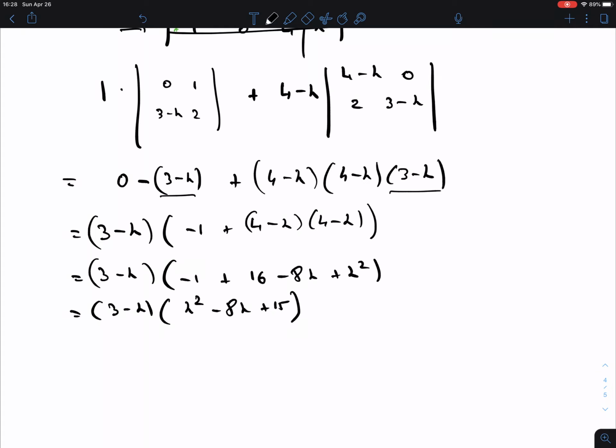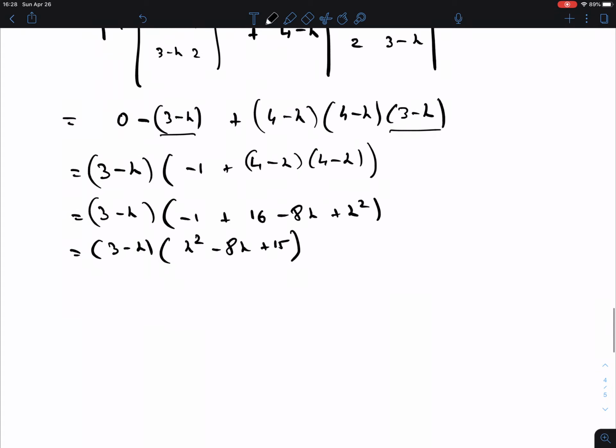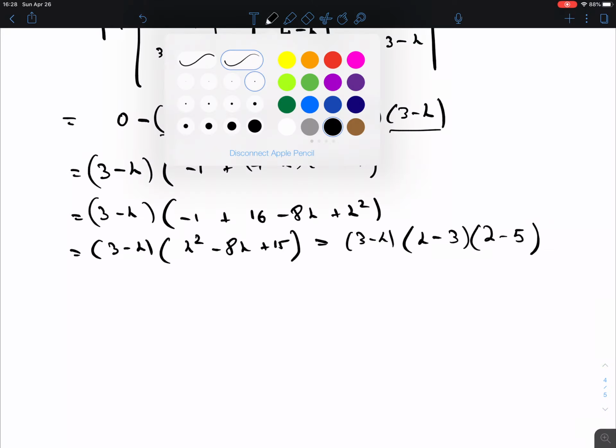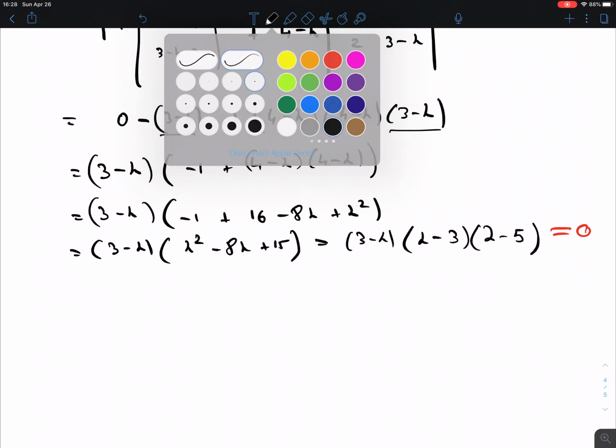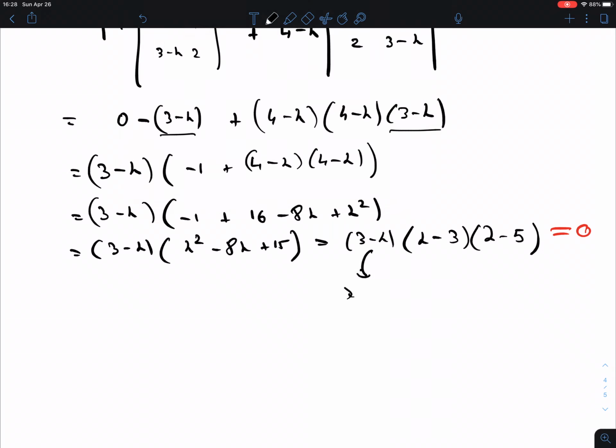Okay, so we need two elements that multiply to 15 and add up to 8. Aren't we lucky? That is lambda minus 3 and lambda minus 5. Okay, so remember now we put this equal to 0. This is what the characteristic equation is, right? And so what does it mean? We get lambda is 3. This gives me the same thing, and so lambda is 5. So we see that we have two eigenvalues, one of multiplicity 1. That is not going to be a problem.